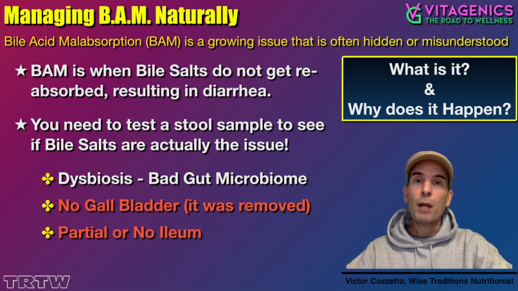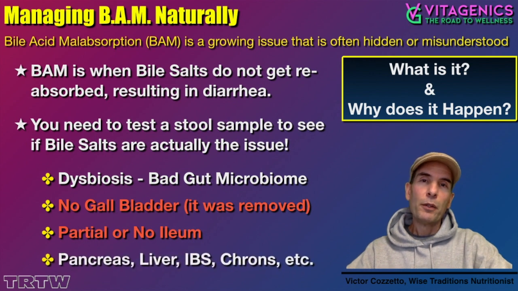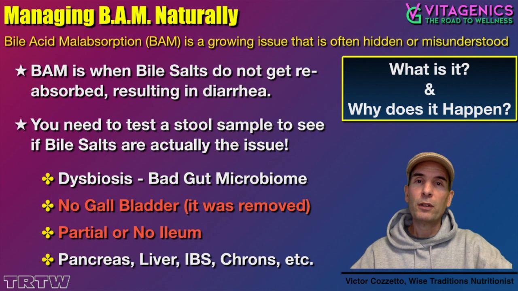A larger problem is people that have had part or all of the ileum removed, because that organ is what is supposed to take the bile salts out of your digestive system. And so if that is not functioning properly, then you're going to end up with too many bile salts in your gut, and that's going to give you the crazy diarrhea. Okay, now there are other complications. Of course, there is IBS, Crohn's disease, etc. These things are all interrelated, and it could be, okay, is it BAM causing IBS or IBS causing BAM, right? Sometimes it's difficult to tell.